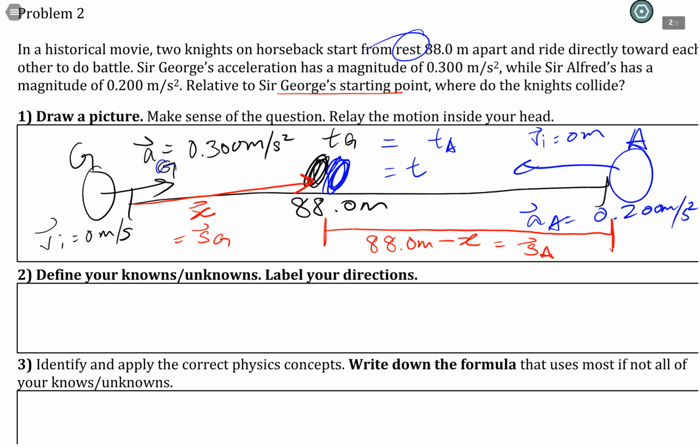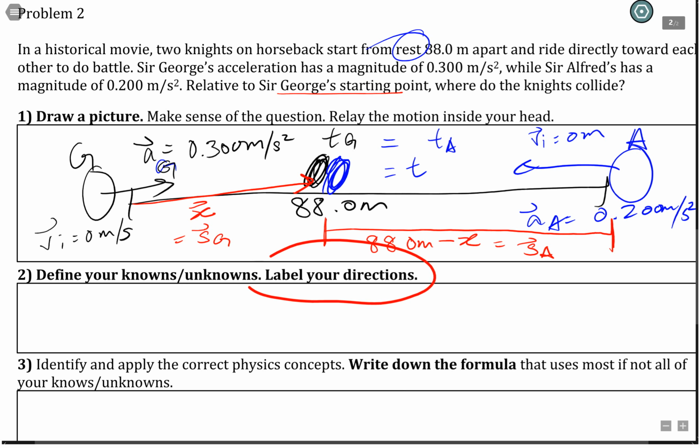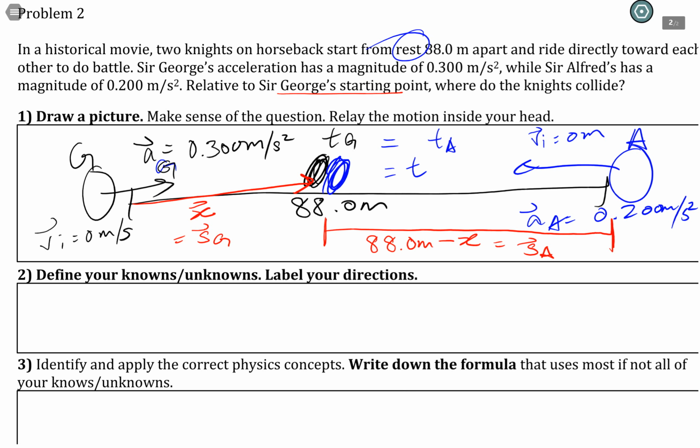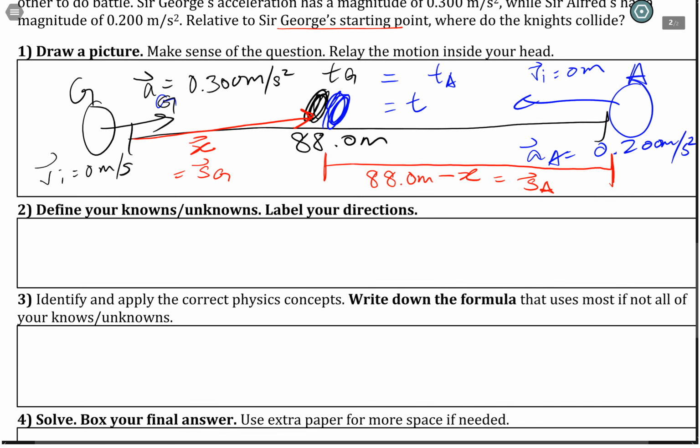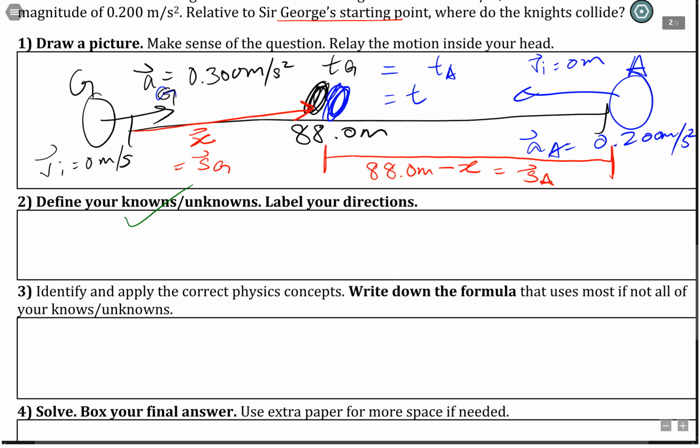Usually you will label your directions in a question. For this one, I am not going to do that because it's going to confuse you and complicate things a little bit. So I'm just going to leave it as is. Usually you would need to label your directions, whether forward is positive or backwards is positive, whichever that may be. That part is important for you to do for your other questions. So we've done step number 2. We're going to do number 3.